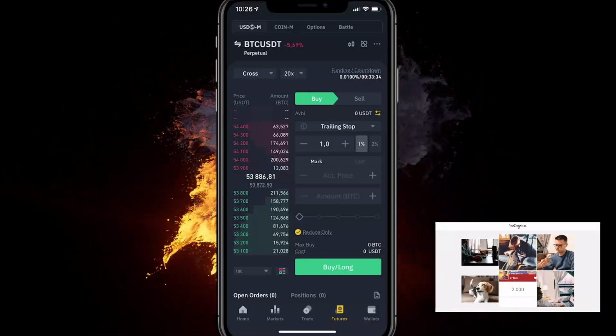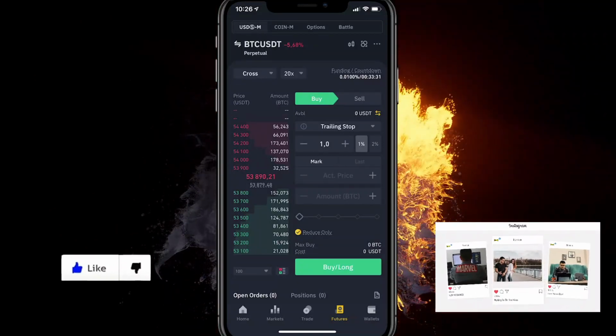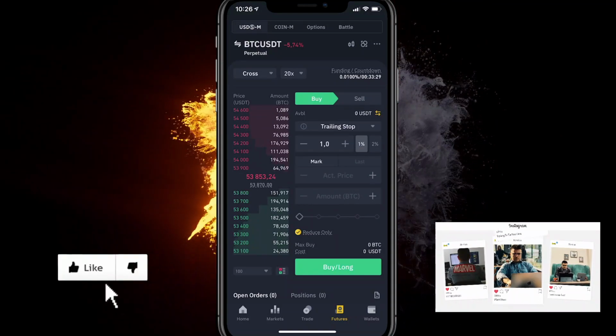In this video, I will show you and explain how to actually use a trailing stop loss on the Binance mobile app.